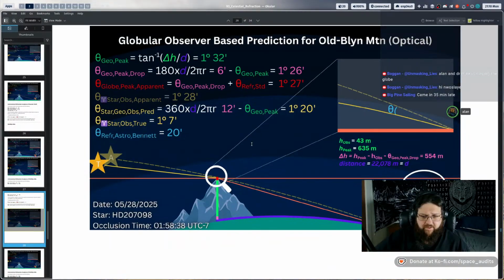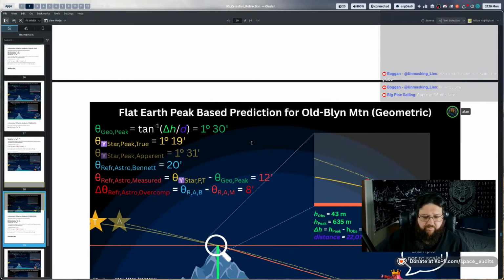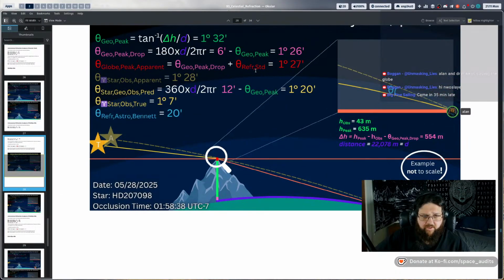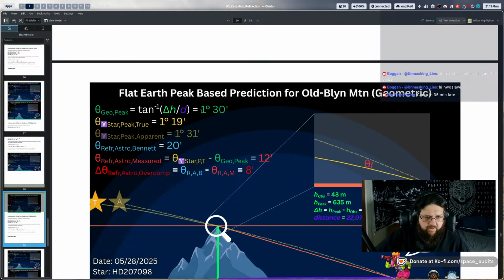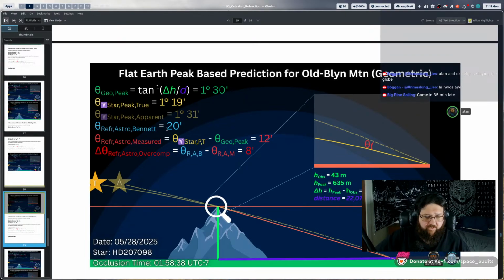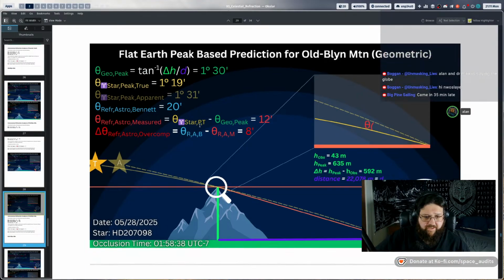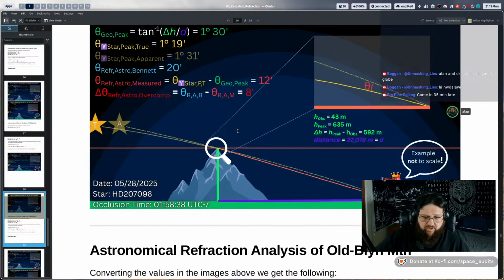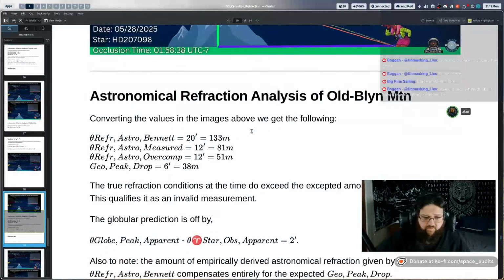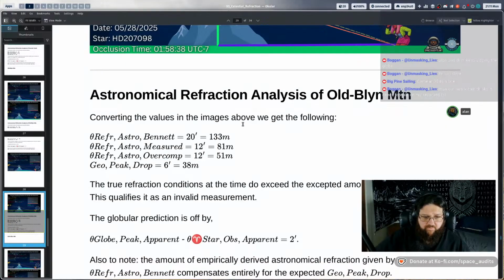So how this affects the measurement here when we get into the predictions: rise over run for flat Earth is 132, globe is 126. The occlusion happened at 119. The astronomical refraction from Bennett is 20 again, 12 arc minutes of difference now, 8 arc minutes over compensated. So we'll see how this affected the measurements now.